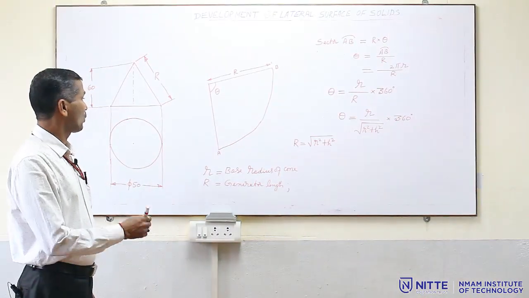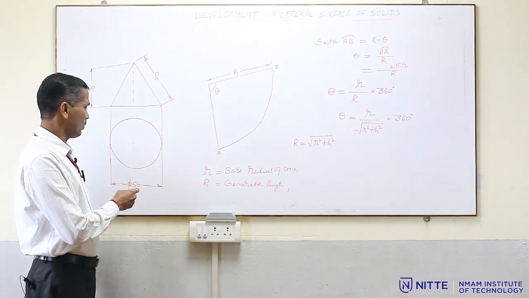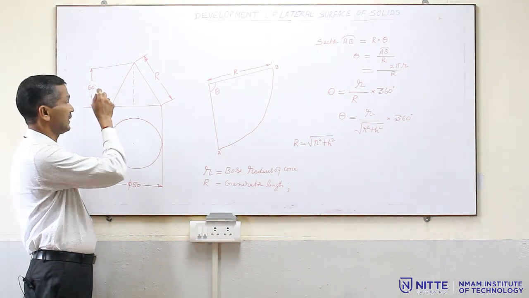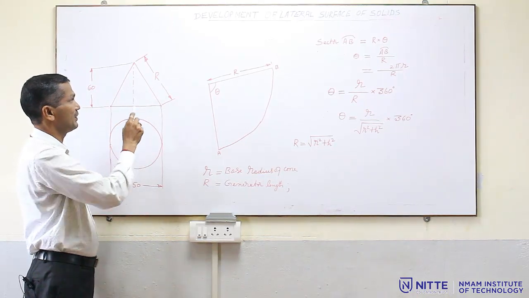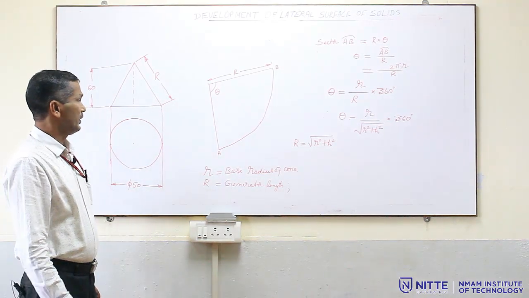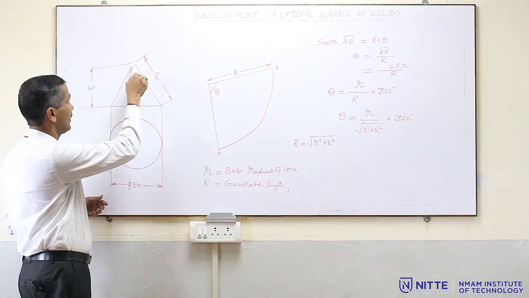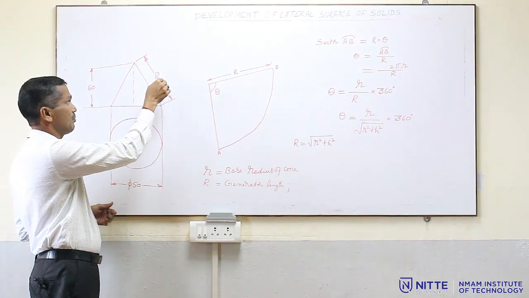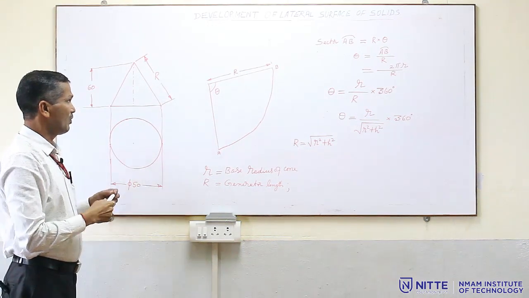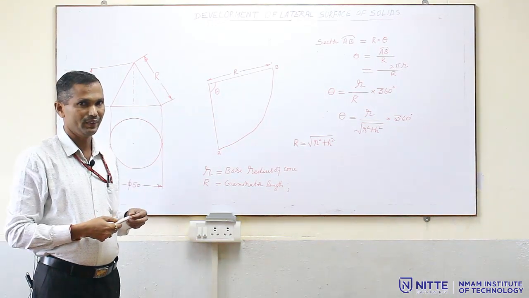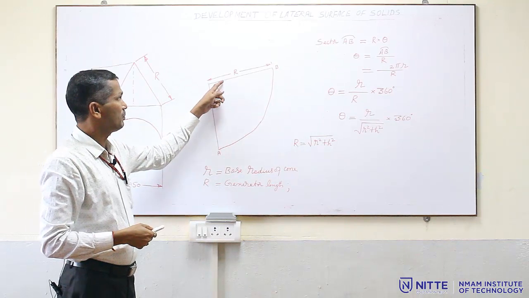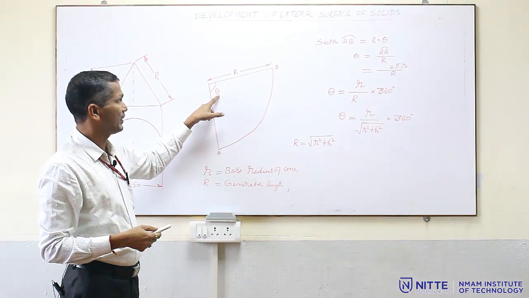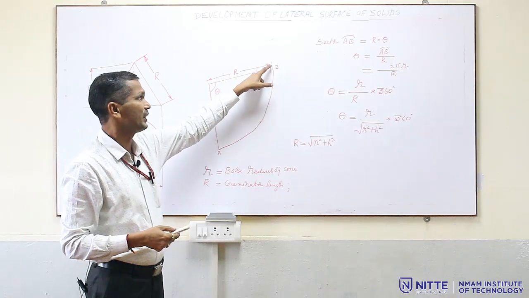Development of a cone. You take the example, a cone of diameter 50 mm and height 60 mm. So, the top view and front view is written here. Now, in this case, this is called the generator. So, I denote it by the capital letter R. Now, if you open a cone, then it becomes a sector like this with an included angle of theta, and this will be the length of the generator.